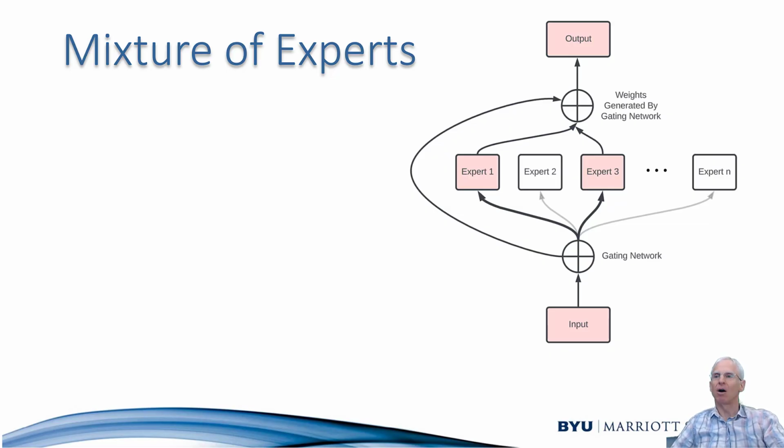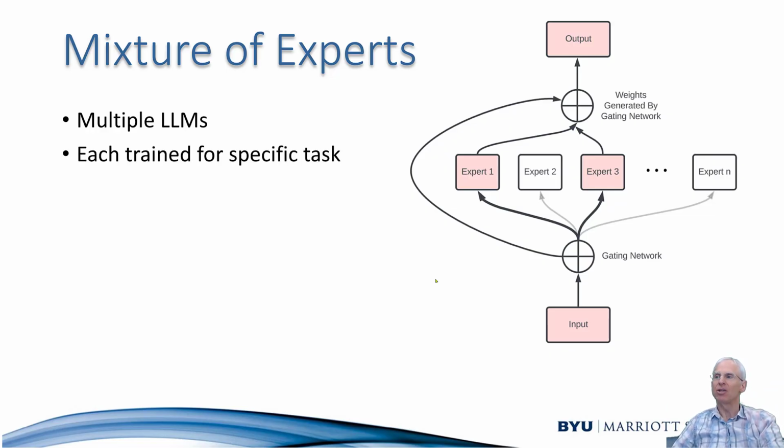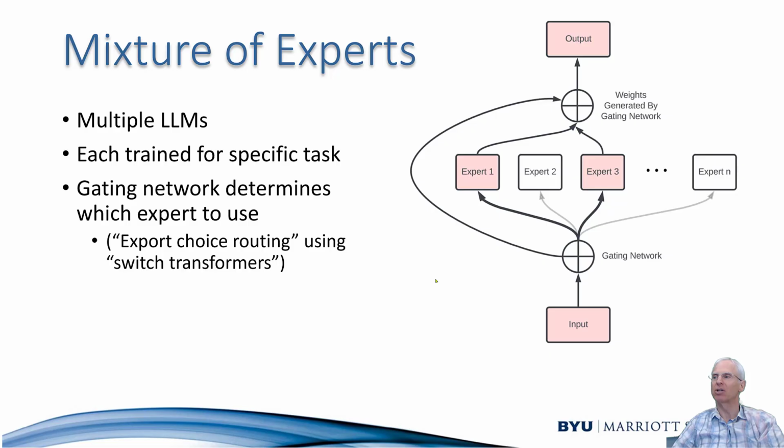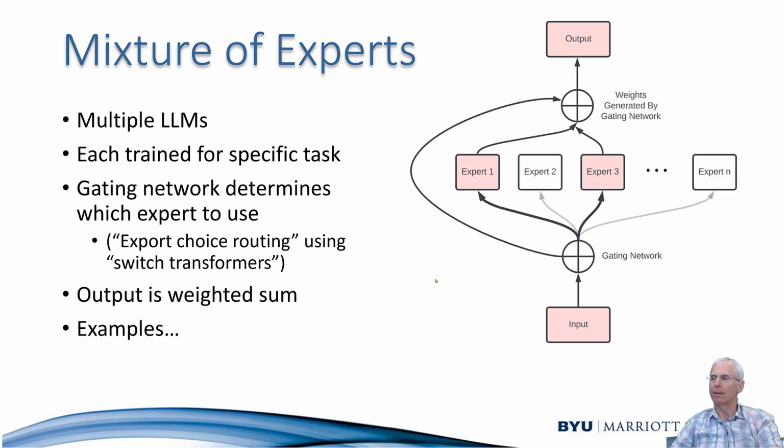Okay? So in a nutshell, we have multiple large language models within our model here. Submodels, each trained on specific tasks. The gating network determines which expert to use. They also call this expert choice routing or switch transformers. You don't need to know those terms. In my course, in the chapters, you have the bolded terms that are listed and summarized at the bottom. Those are the terms I really want you to understand. The output is a weighted sum, as I just mentioned.